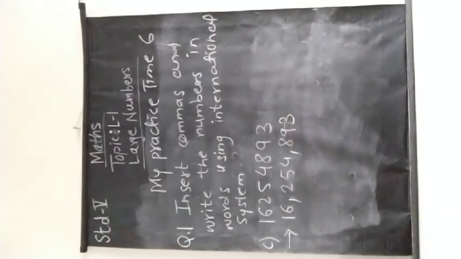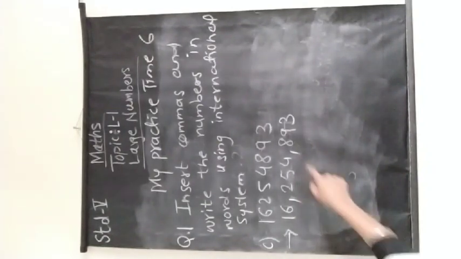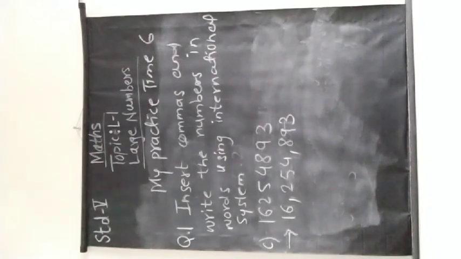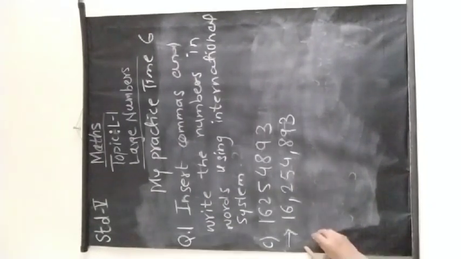Now how to write this number in words? This is 16 million. Yes, it is 16 million 200. Yes, it is 254,000. Yes, 54,893. Understand how to write? Yes, students.